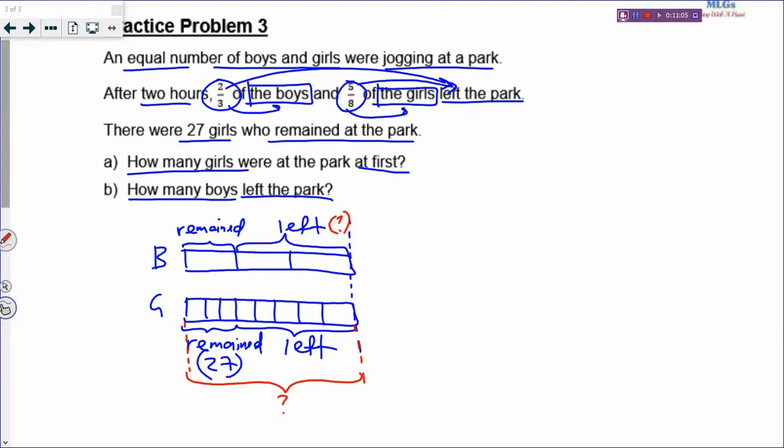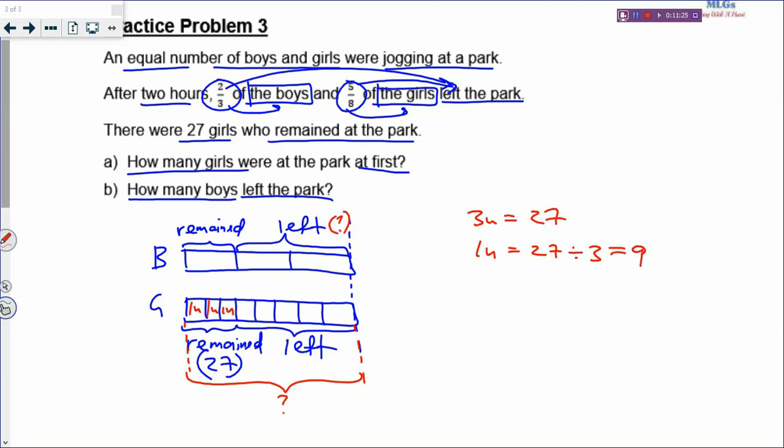If you look at the girls' boxes, there are altogether 8 boxes, and 3 units of the girls left. So which means that your 3 units is 27. So your 1 unit must be 27 divided by 3. That will be equal to 9.